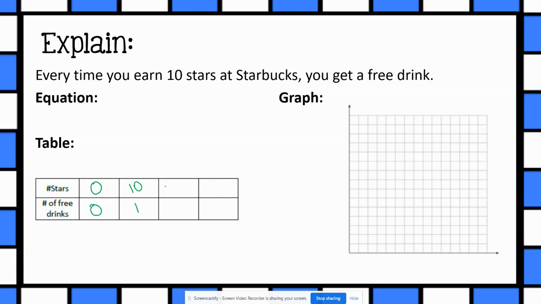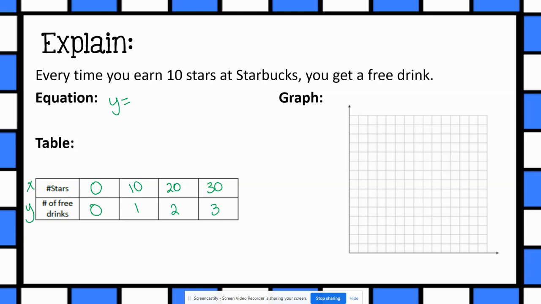The next time I would get a free drink was after 20 stars, and at that point, I would have gotten 2 free drinks. Then I would have another free drink at 30 stars, at which point I would have 3 free drinks. Now, how could I write that as an equation? Well, I know that it's going to be y equals, and remember, this is my table, so the first value would be x and the second would be y.